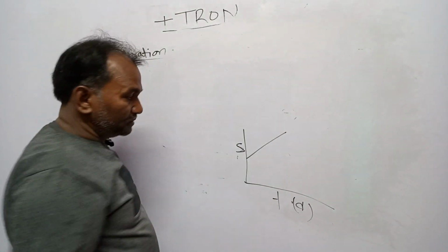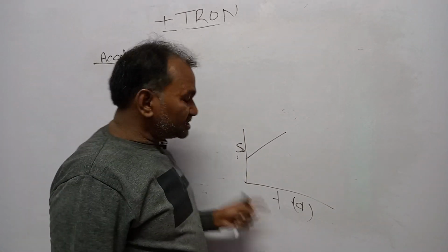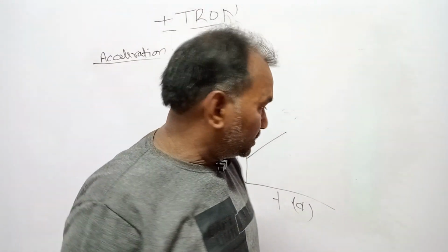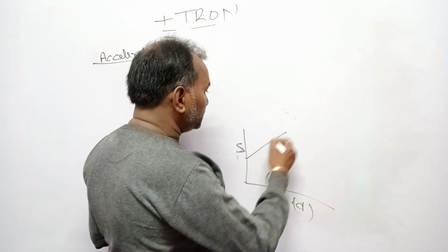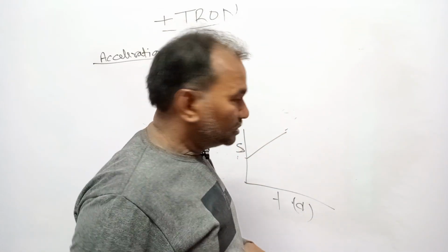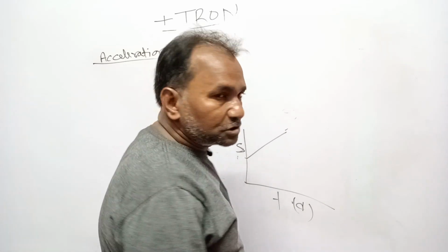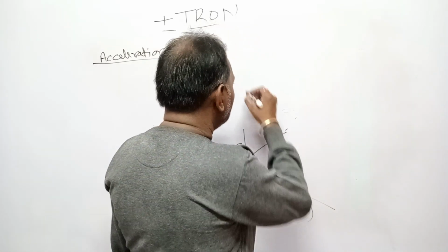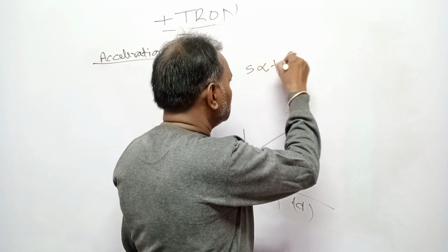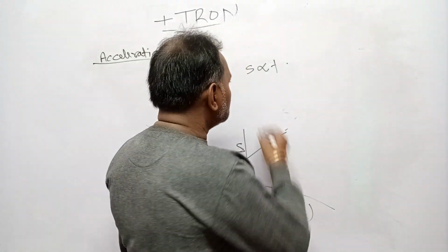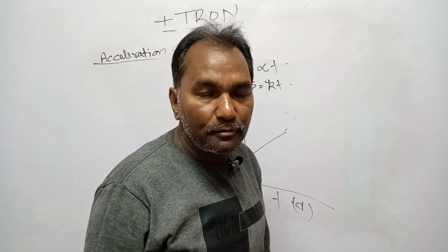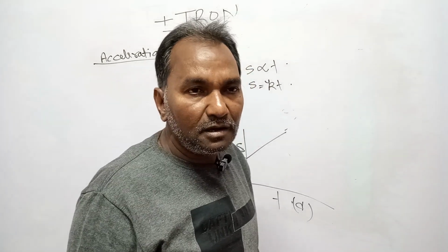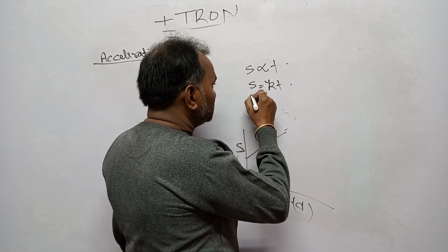Now dear student, the last one is very important, the fourth graph. Now look here. This is a graph between S and T, displacement and time. The graph is an inclined, slanting one. So, if the graph is a straight line and inclined, it means S is proportional to T. So S is equal to kT. In order to remove the proportionality, you have to multiply with a constant.